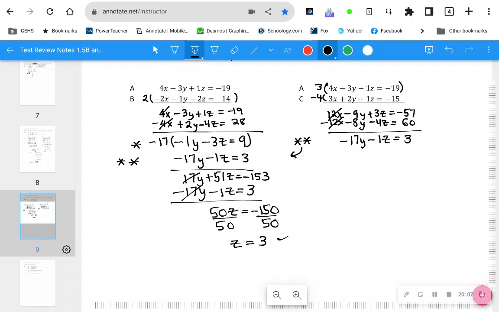So now you just bring that z value up here. We'll add 3 to, let me rewrite it this way, just a second. So I'm going to add 3 to both sides.